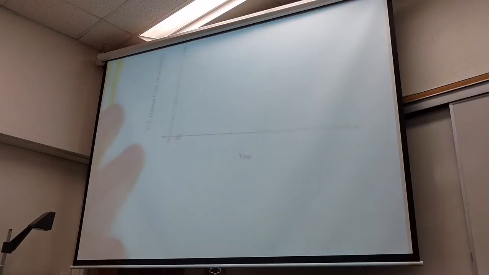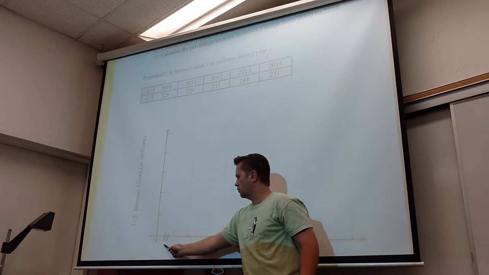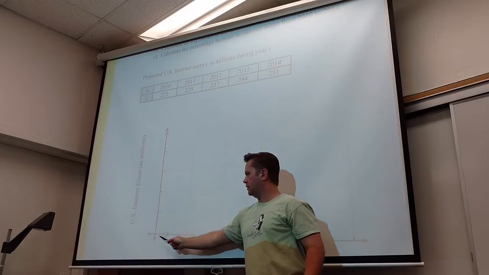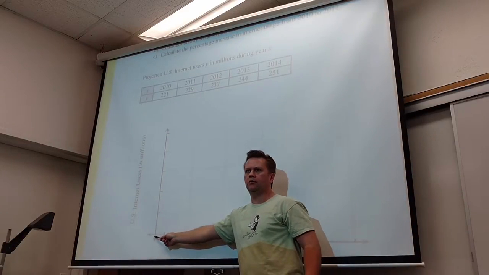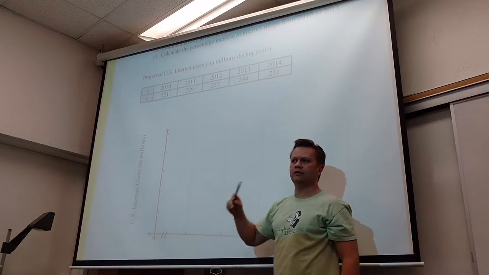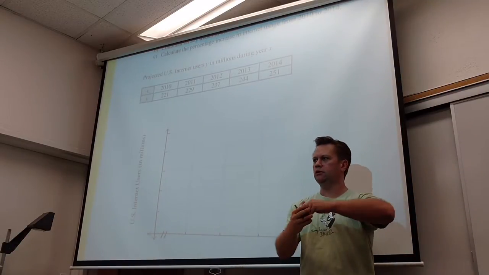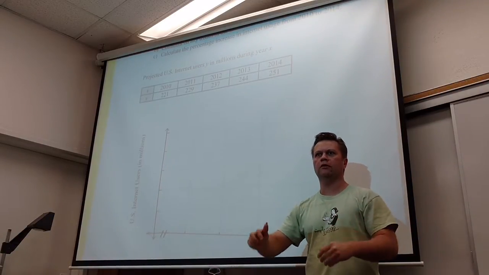Oh, so here's something I like. This is the U.S. internet users in millions during the year X. Anybody know what this means here? This is a break. It means that's zero. It's always zero, zero. But what's my first x value? 2010. Do I really want to go 1, 2? Let me get to 2010. Let me just tape together 18 million pieces of paper.